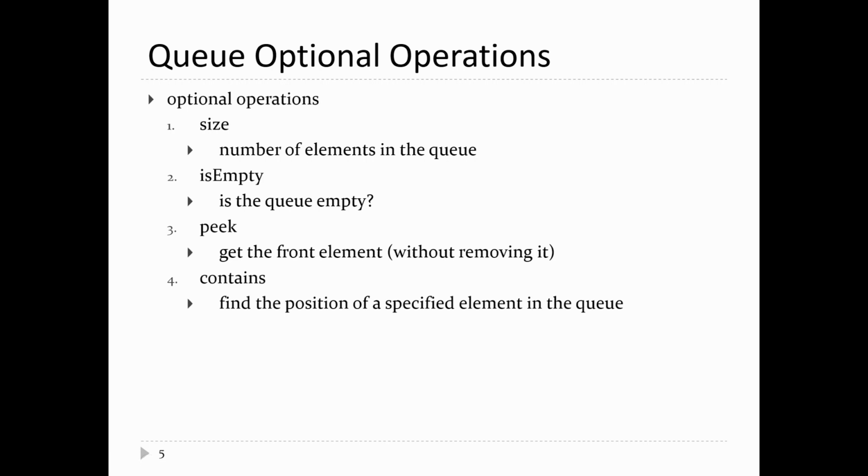A queue is a collection of elements, so it's often useful to know how many elements are in the queue. It's often useful to know, is the queue empty? Sometimes you want to look at the element that's at the front of the queue without taking it out. So peek gets the front element without dequeuing it. Contains is a bit odd, but you might want to know if a queue contains an element of some value.